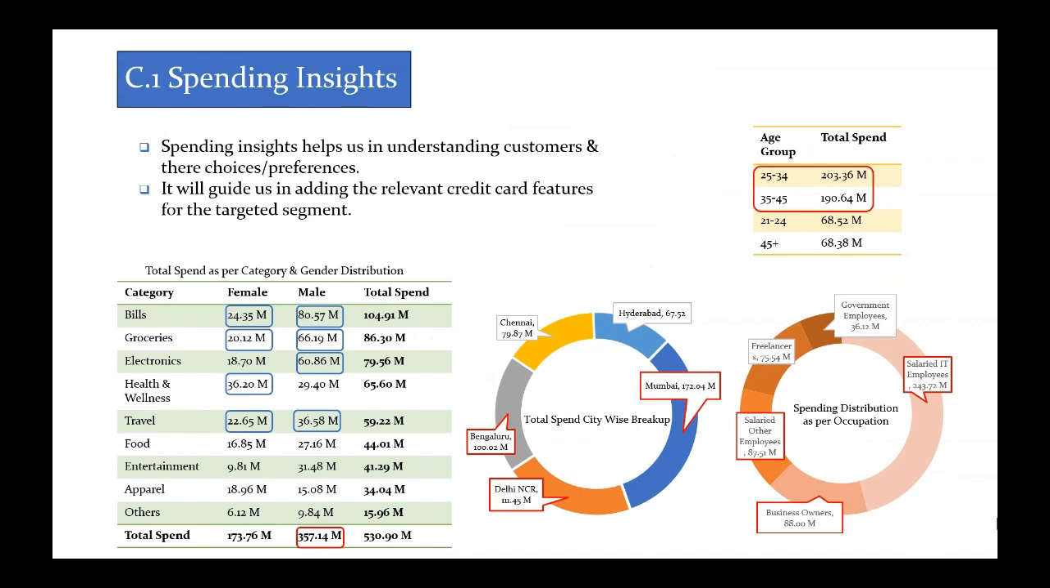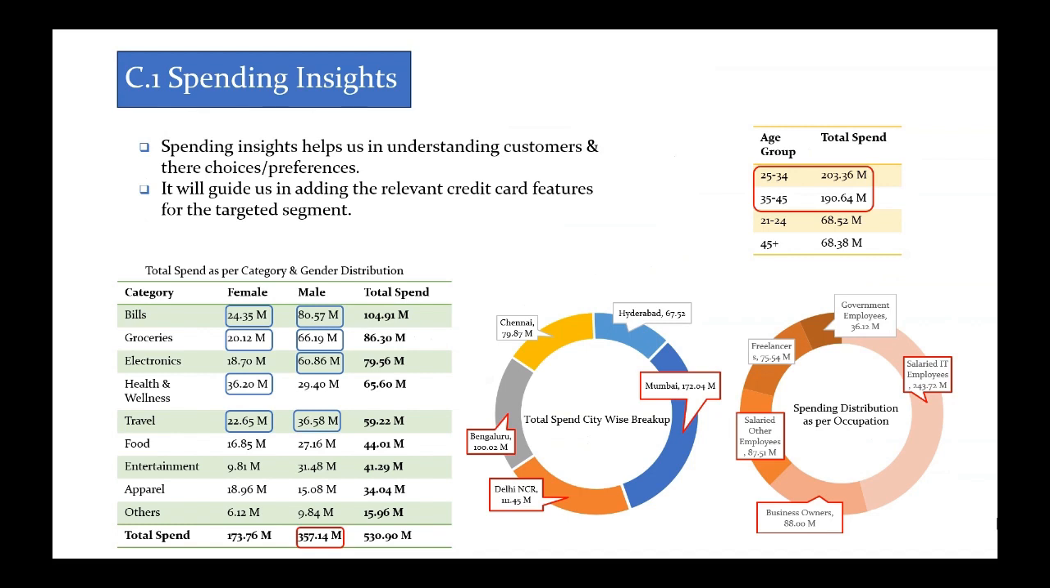In females and males as well, males spend the highest and then the females. The top categories are almost the same for them, except electronics and health and wellness. Females prefer to spend more in health and wellness in comparison to males. Males spend more in electronics. So it gives us an idea of the preferences for both male and female, and on that basis we can give them the relevant credit card features.